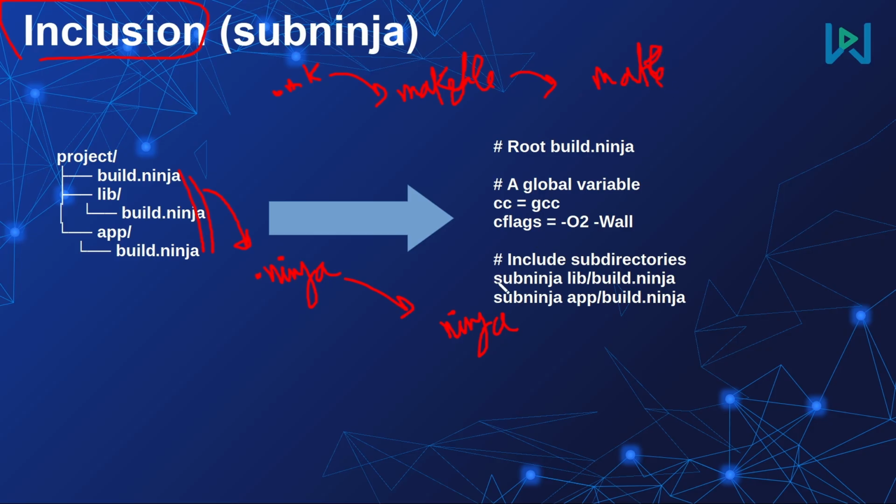Here, to add those .ninja files within the main Ninja build file, we'll need to invoke this subninja command or syntax. So we invoke the syntax with the path to our Ninja build file.